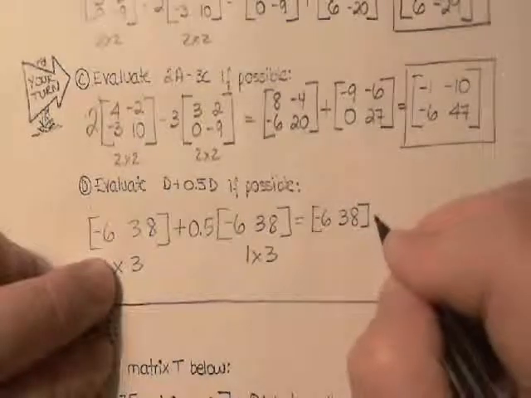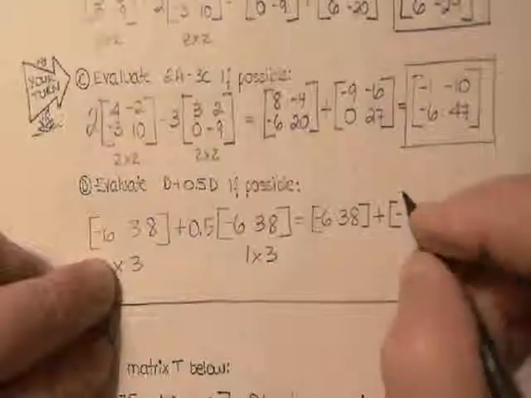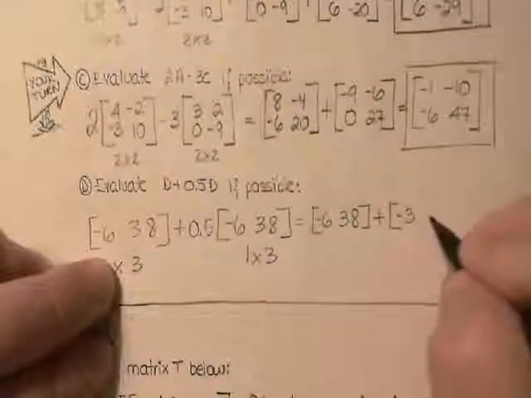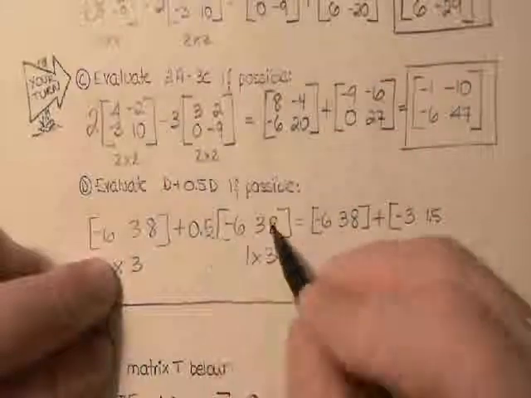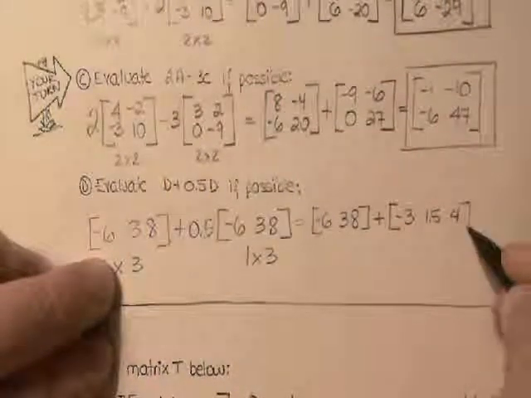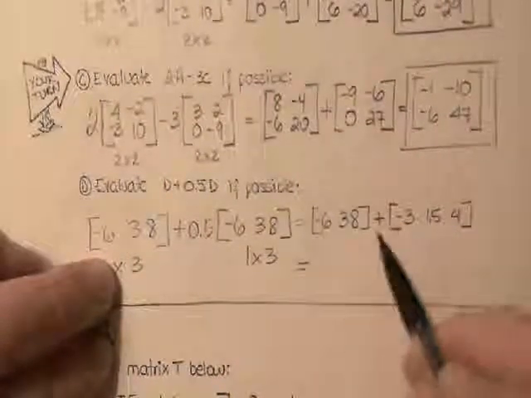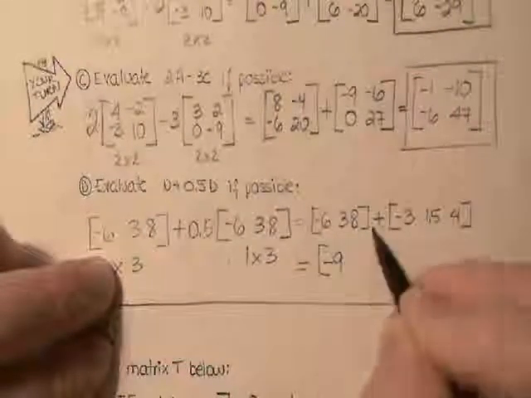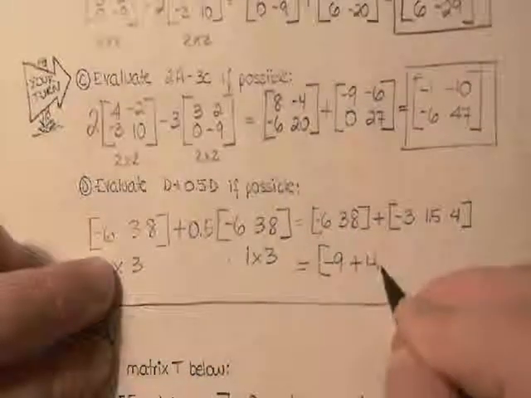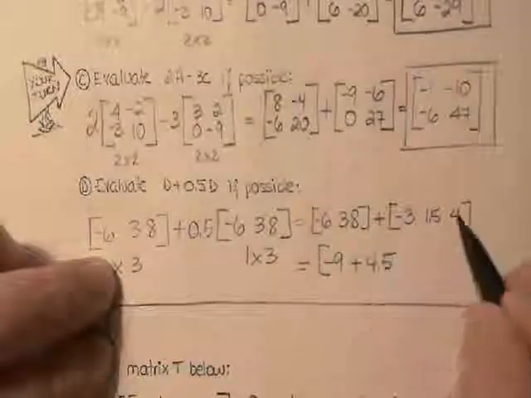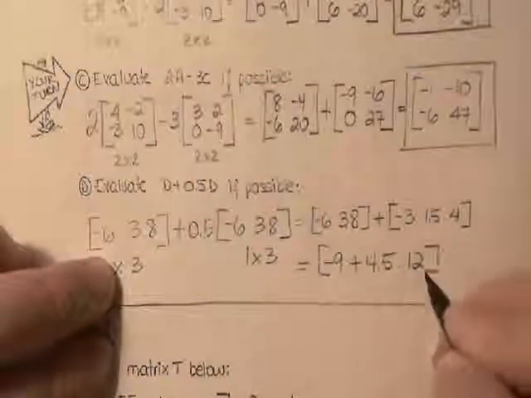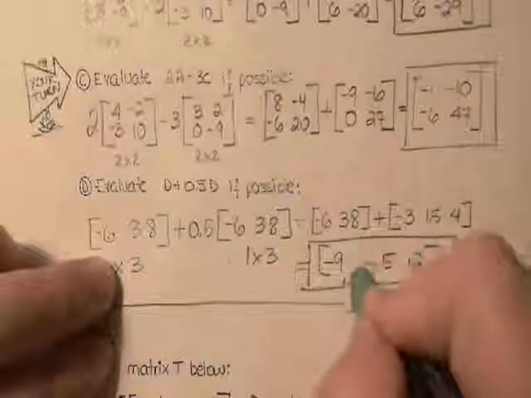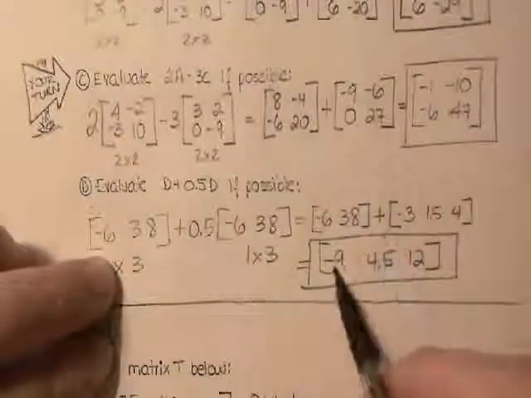0.5 times negative 6. 0.5 is half of negative 6, so it will be negative 3. Half of 3 will be 1.5, and this would be a 4. Now, just combine them. Negative 6 and negative 3 gives you negative 9. 3 and 1.5 gives you 4.5. And 8 plus 4 gives you 12. So that's my answer. You don't have to write this positive here.